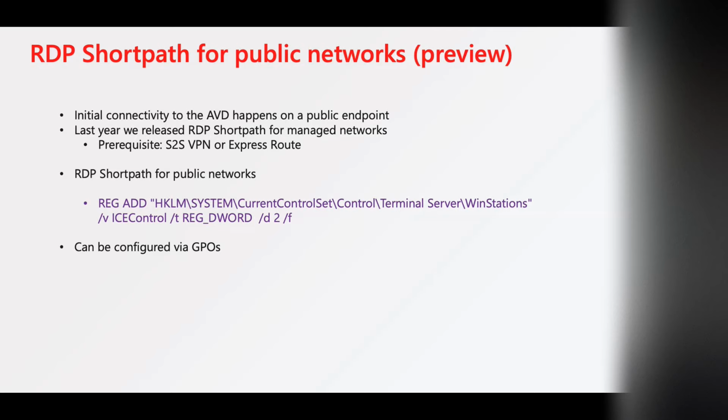Customers may say, hey, you are giving me a solution, but with the additional cost of Express Route. That takes time to provision, but also costs a lot of money. So we recently released RDP Shortpath for unmanaged networks, or what we call public networks. All you have to do is make a registry entry in your session desktops and you are good to go. And of course, for large scale deployments, you can configure this setting via GPOs too, so you don't need to manually make this entry.